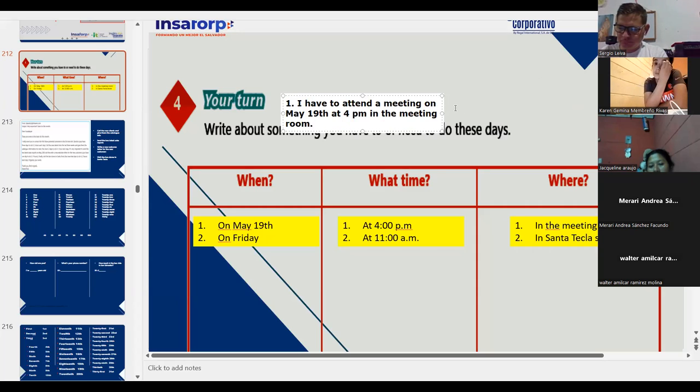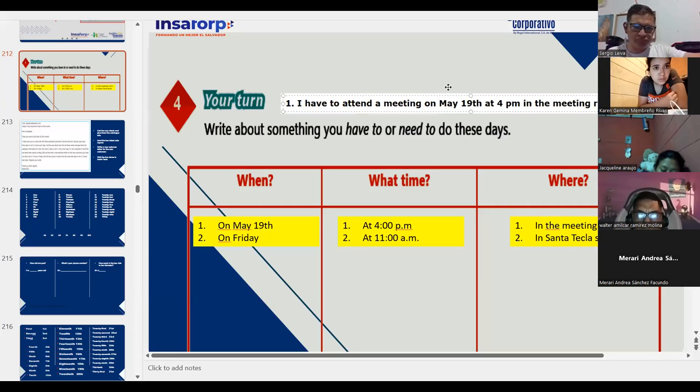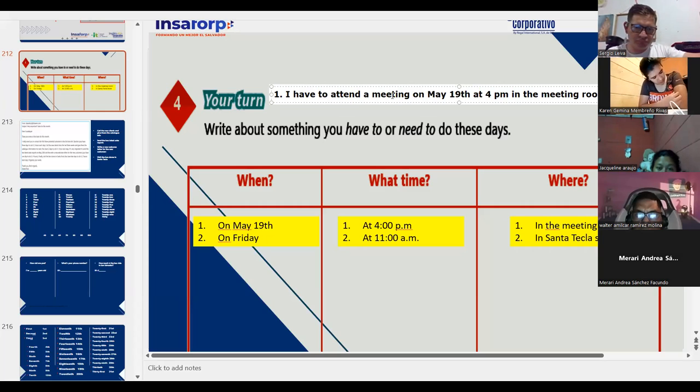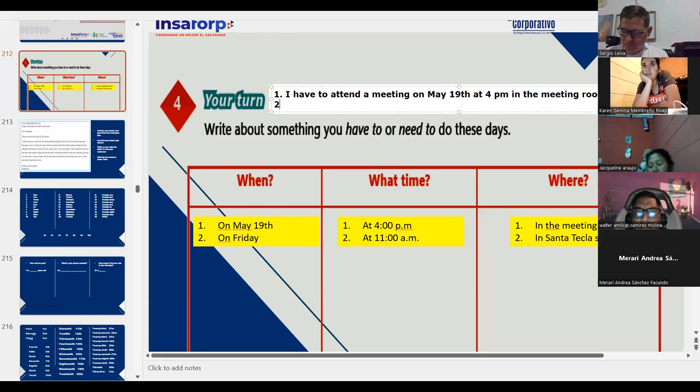Okay. Así. ¿Sí? Y ahí armamos una oración completa con algo que tenemos que hacer dando información específica. ¿Qué información hemos aprendido en esta unidad? A hablar de obligaciones, de necesidades o cosas que se necesita hacer. Hemos aprendido también a decir cuándo las hacemos y con qué frecuencia las hacemos y el lugar, ¿verdad? En este caso, el lugar viene siendo ya un complementario de lo que hemos aprendido antes. Vamos a ver. Number two, on Friday at 11 a.m. in Santa Tecla store. A ver, ¿qué podríamos poner? ¿Algún ejemplo?